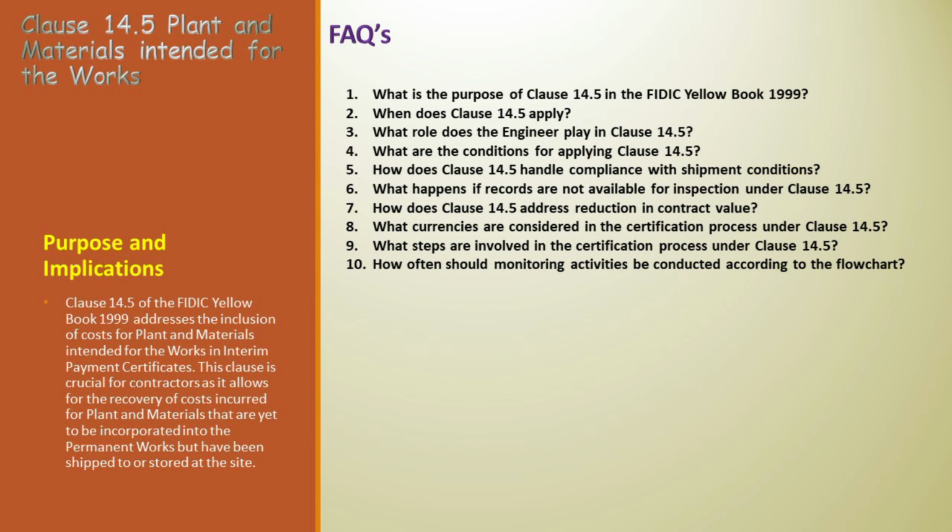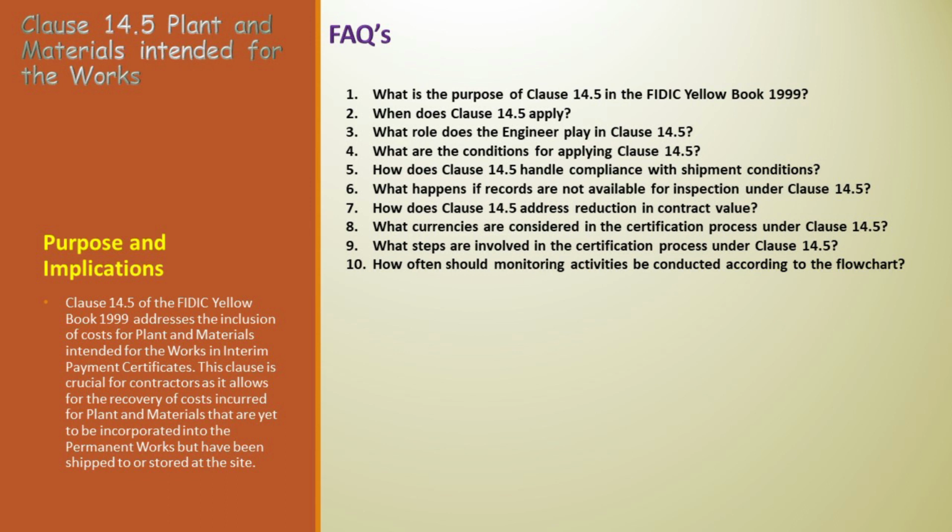4. What conditions must be met for Clause 14.5 to apply? Answer. Key conditions include the presence of plant and materials lists in the appendix to tender and maintenance of satisfactory records by the contractor. Compliance with shipment conditions is also crucial when applicable. 5. How is compliance with shipment conditions addressed in Clause 14.5? Answer. Compliance involves submitting evidence of shipment, payment of freight and insurance, and a bank guarantee.